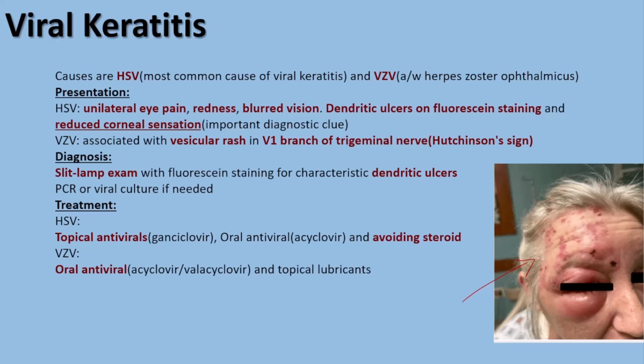The treatment for Herpes simplex virus is topical antivirals like ganciclovir, or oral antivirals like acyclovir, and avoid steroids in Herpes simplex virus because they can complicate the situation. For Varicella-Zoster, the treatment is an oral antiviral like acyclovir or valacyclovir, and also topical lubricants.